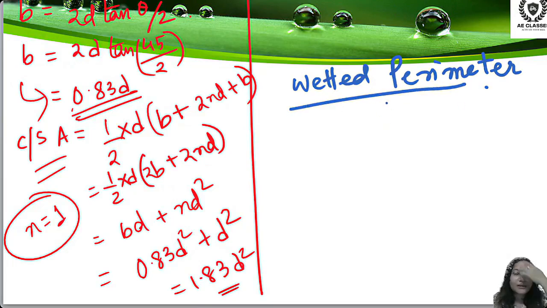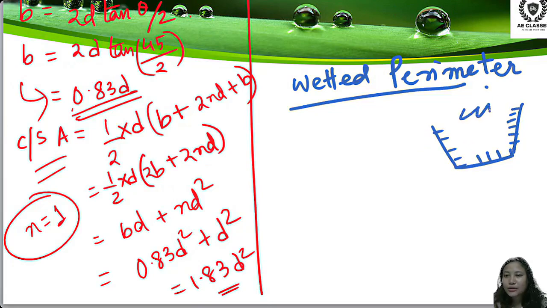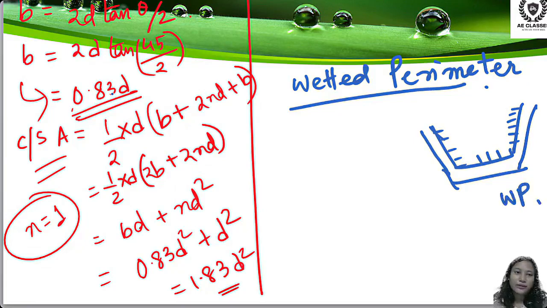Now what is this wetted perimeter? You see, in a trapezoidal section, this part will be in contact with the water, isn't it? Here we do not construct anything. This is open to the atmosphere. Water will flow in this channel, isn't it? So wetted perimeter is the part of the structure which comes in contact with the water. Basically this plus this is the wetted perimeter.